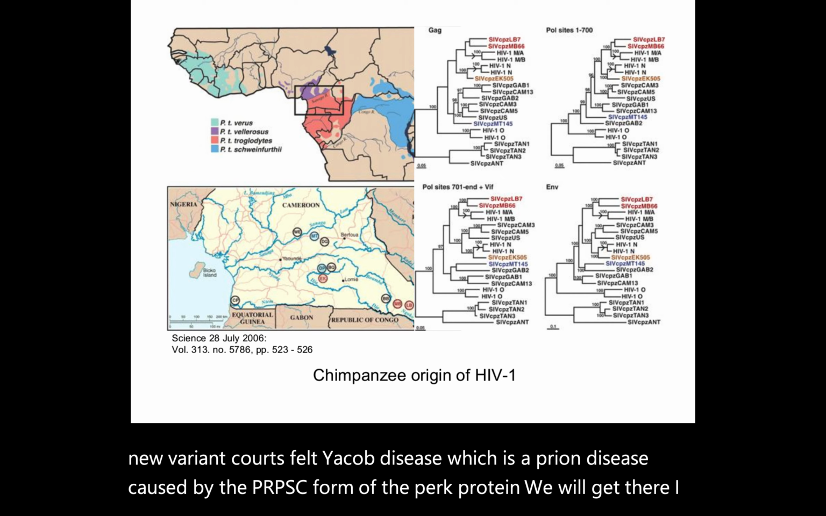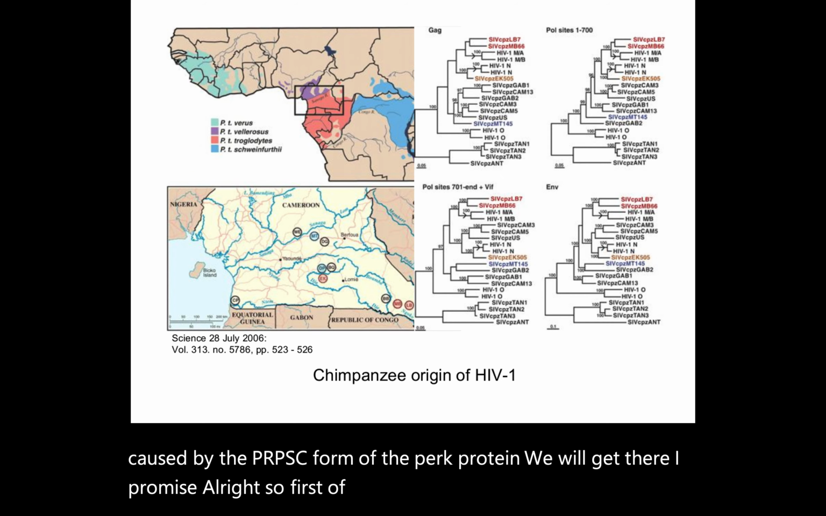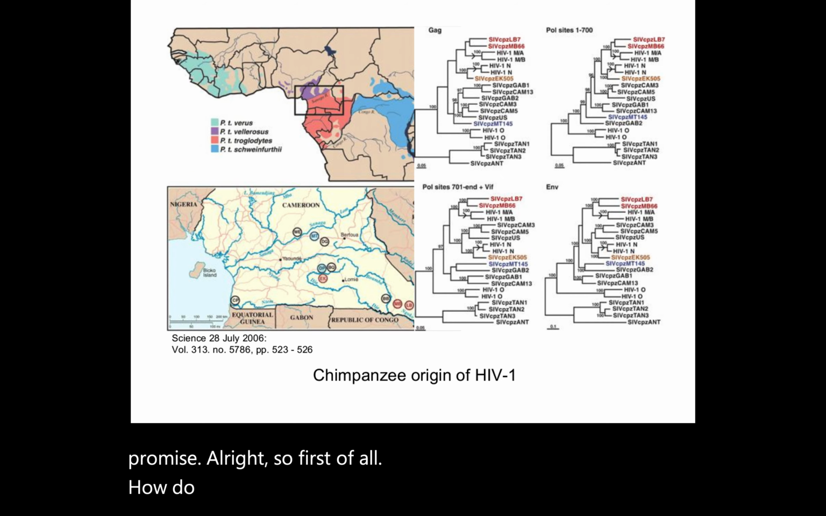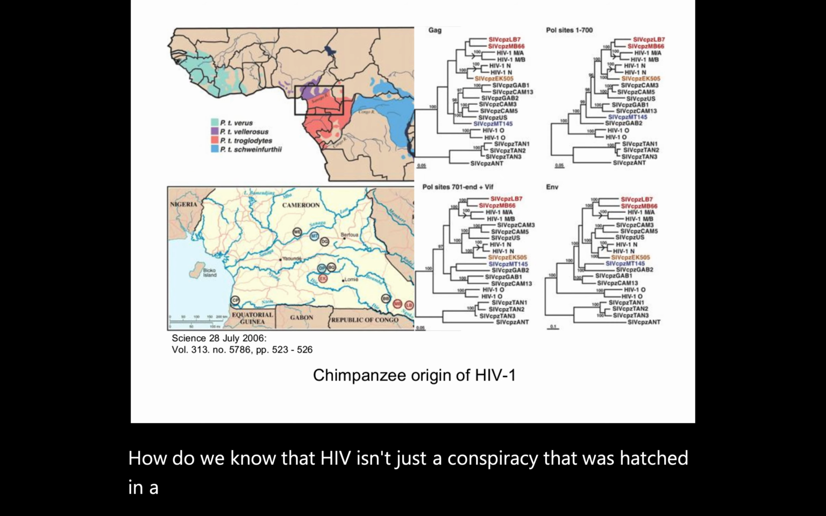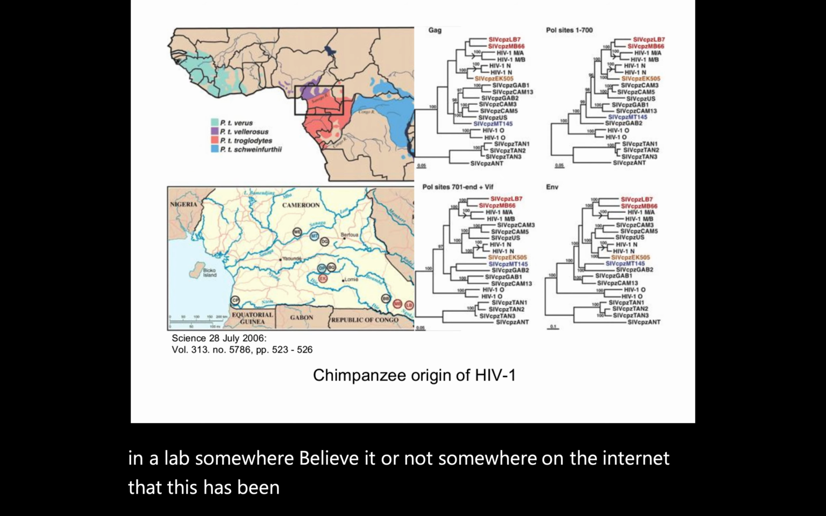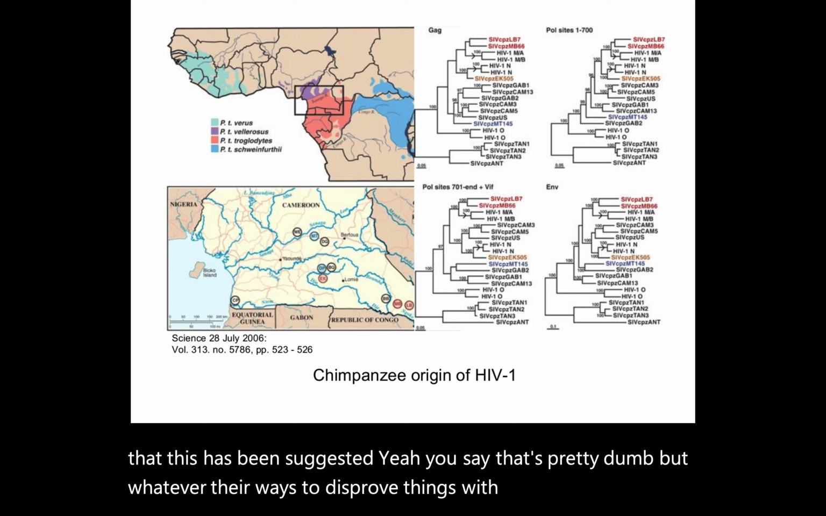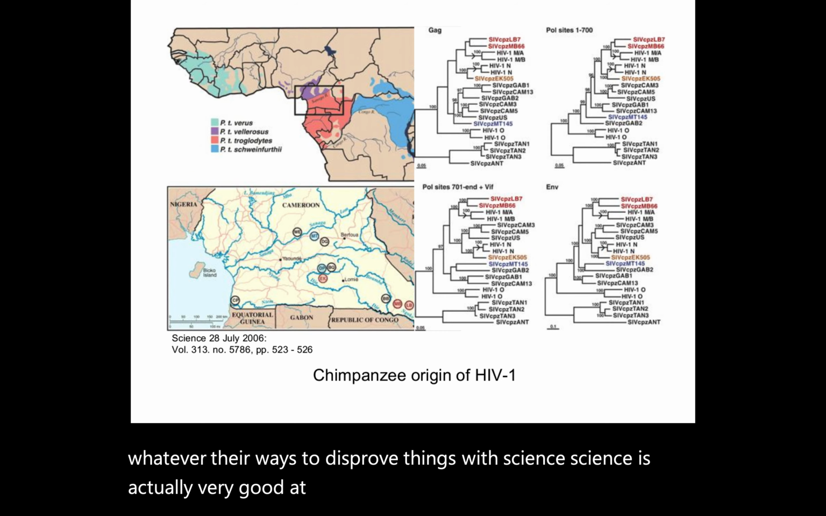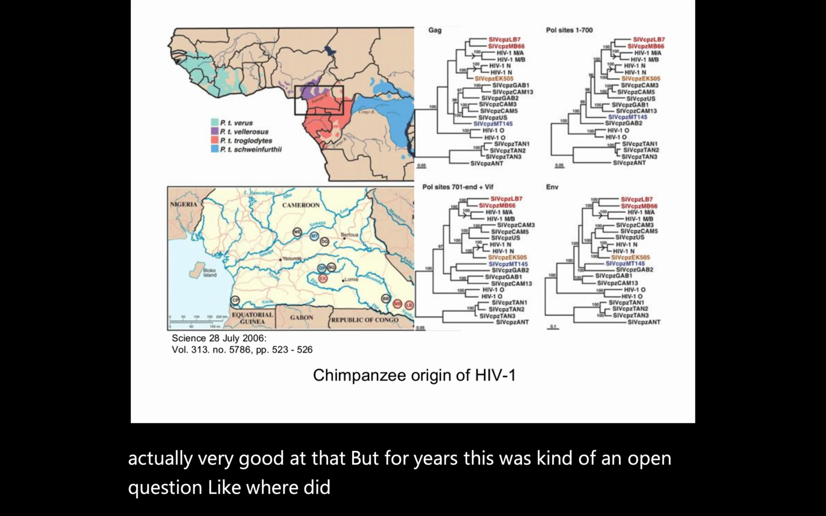All right, so first of all, how do we know that HIV isn't just a conspiracy that was hatched in a lab somewhere? Well, believe it or not, somewhere on the internet, this has been suggested. You'd say that's pretty dumb, but whatever. There are ways to disprove things with science. Science is actually very good at that. But for years, this was kind of an open question, like where did HIV come from? What was the original origin?